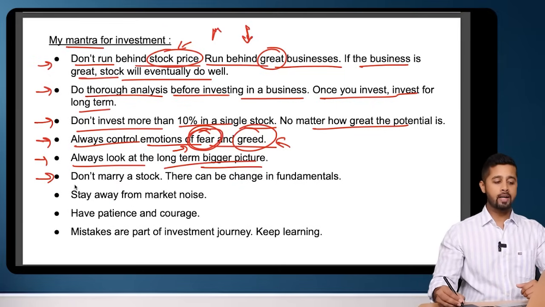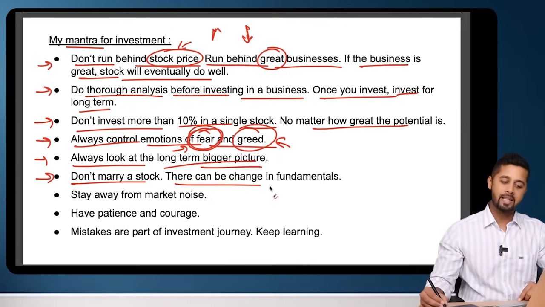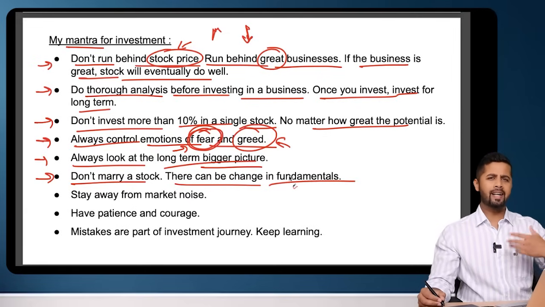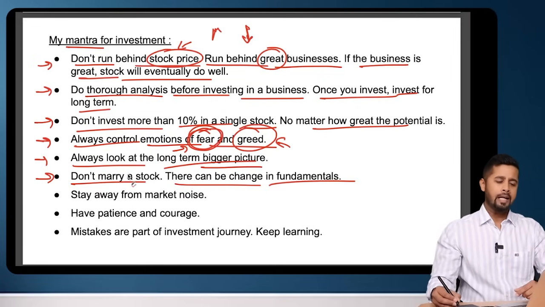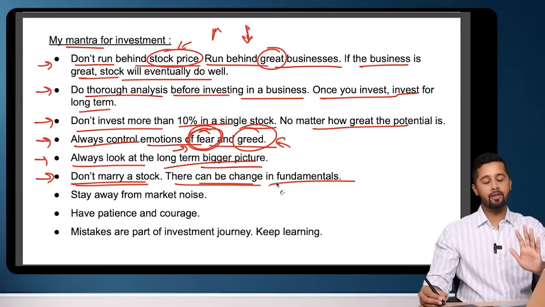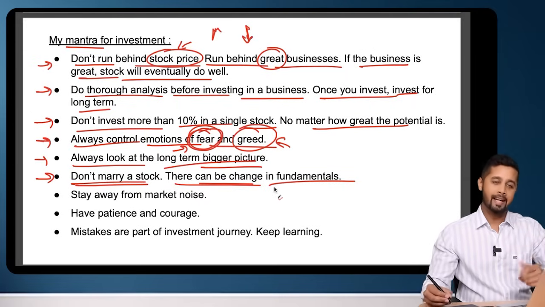Then the next important point is don't marry a stock. There can be a change in fundamentals. What happens is when we invest in a company, we have that kind of connection, bonding, and sometimes if the stock doesn't do well, we tend to ignore it. So it's important not to marry a stock. There can be a change, and if that happens, you've got to sell it, right?